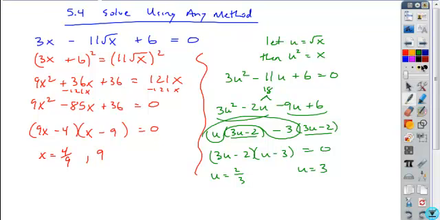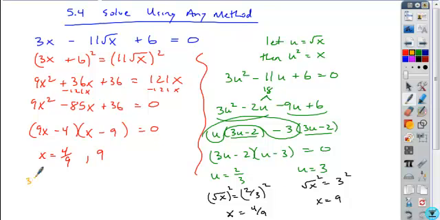Okay, once I find what u is equal to, I then go back and substitute in my original value for u, which was root x. And I solve each of the resulting equations. So when I square both sides to undo that operation, I get 2 squared over 3 squared. And then here, when I square both sides, I get x is equal to 9. Now, the final step would be to check my solutions.